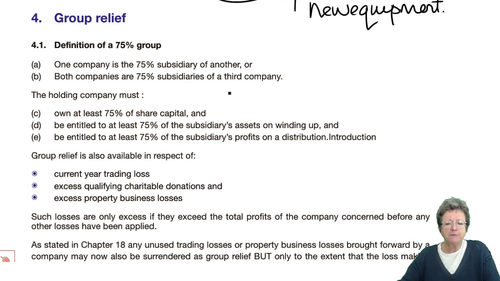So that's the 51% situation. What have we got here for a 75% group? Some more rules.